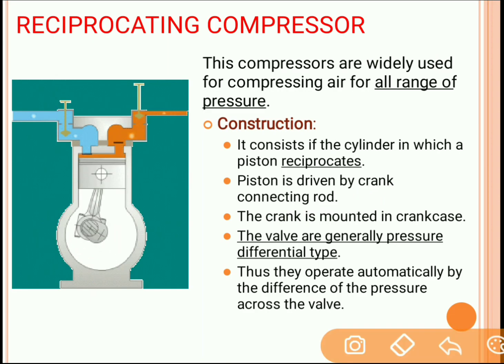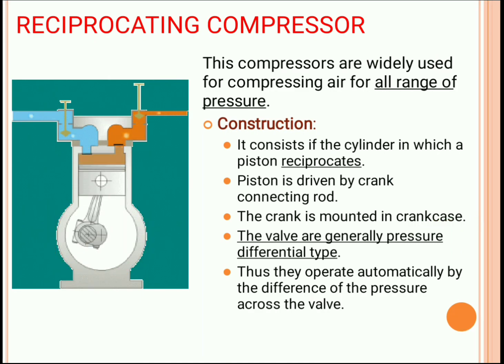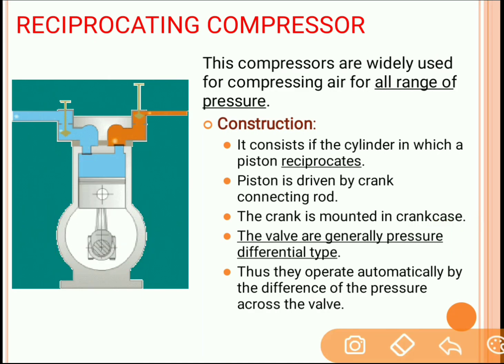In order to rotate the crank, we are using a prime mover, and that prime mover could be an electrical motor or any other equipment. Now the crank is mounted inside the crankcase. This outer portion is considered as the crankcase. There are a total of 2 valves. First is the suction valve and second is the delivery valve.